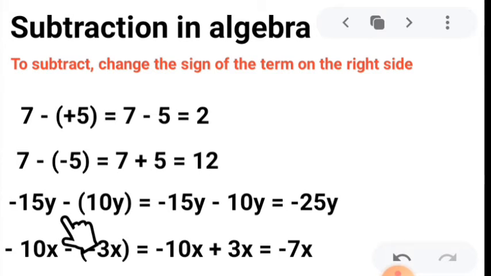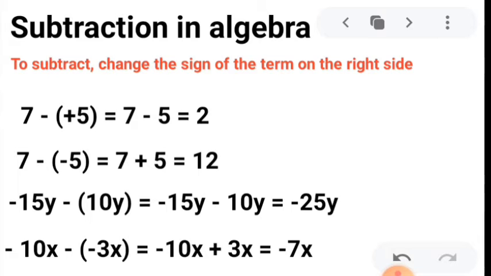So minus 15y minus plus 10y. 10y, there is no sign in front of it, so it automatically means it is positive. There's a plus in front of it, so we change it to a minus. So minus 15y minus 10y will give us minus 25y, and minus 10x minus minus 3x.